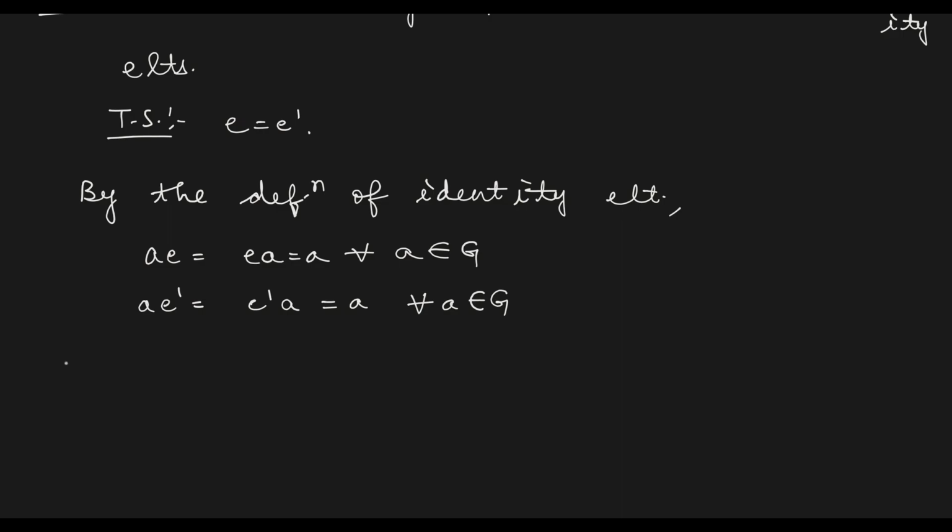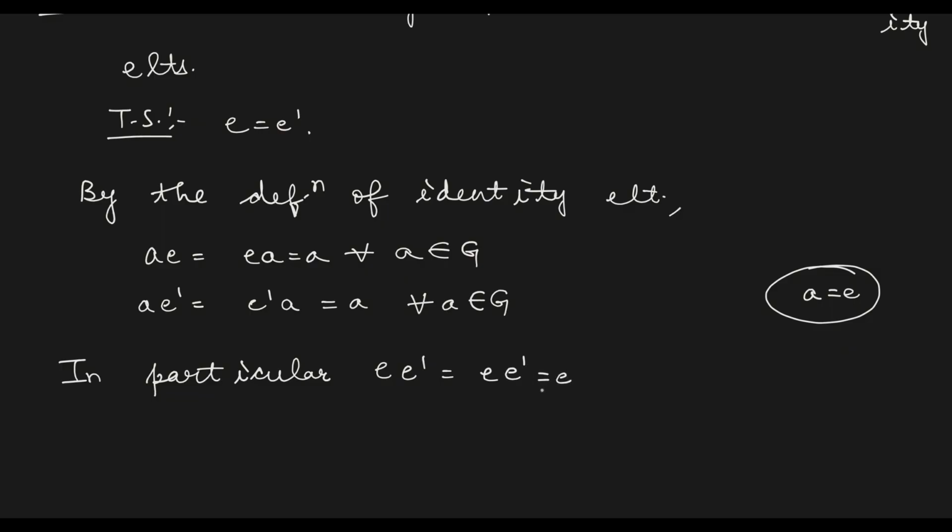And in particular, if I take a as e, then e into e dash is equal to e. Here also, e dash into e is equal to e into e dash, which is equal to e. So this implies that e is equal to e dash. So the identity is unique.